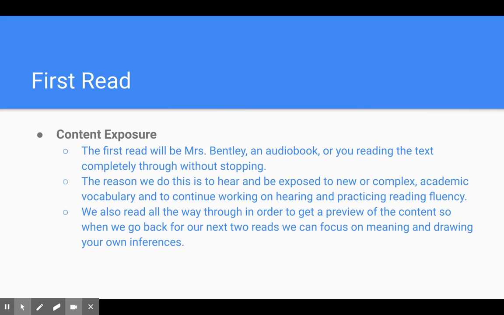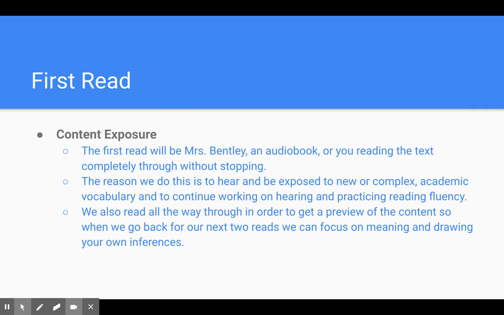So let's talk about the first read, content exposure. In the first read, I, Mrs. Bentley, or an audiobook, will read the text entirely or completely through with no stopping. The reason we do this is to hear and be exposed to new or complex academic vocabulary and to continue working on hearing and practicing reading fluency. So there's 2 or 3 purposes.